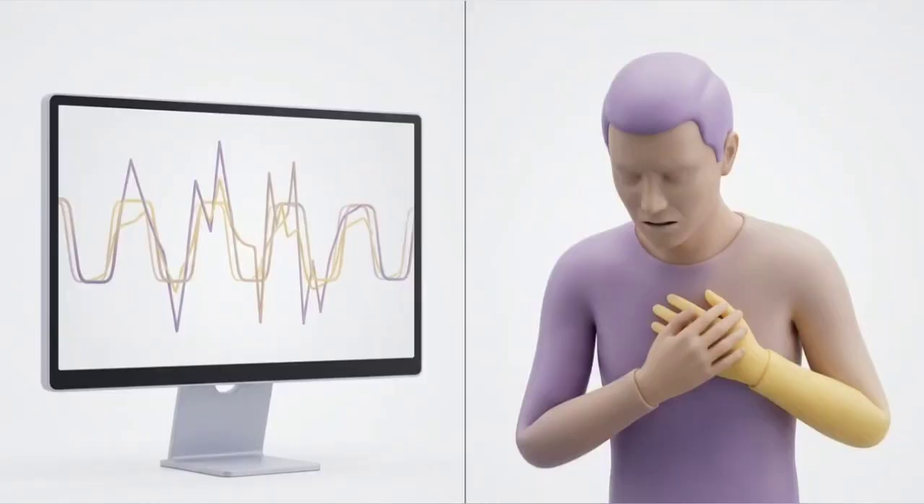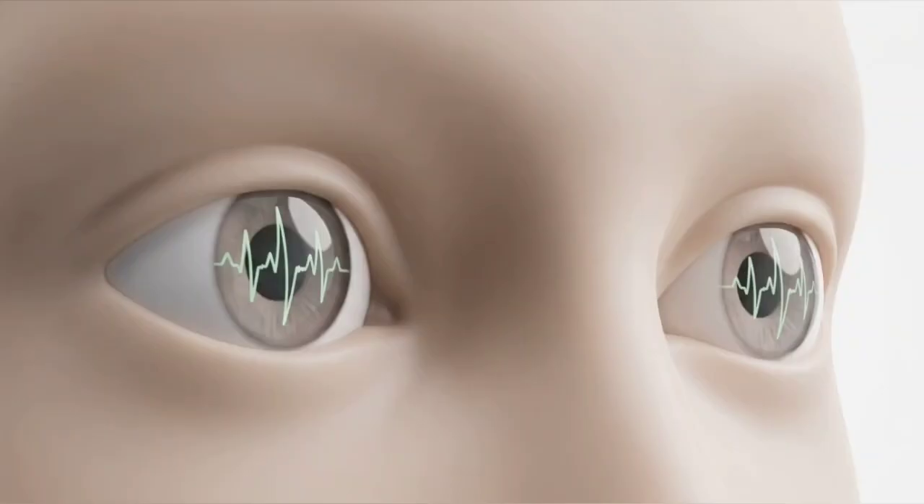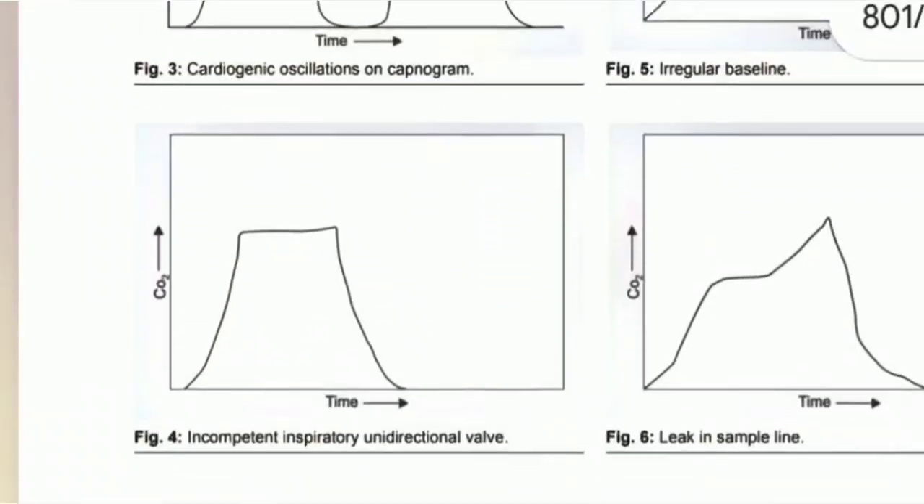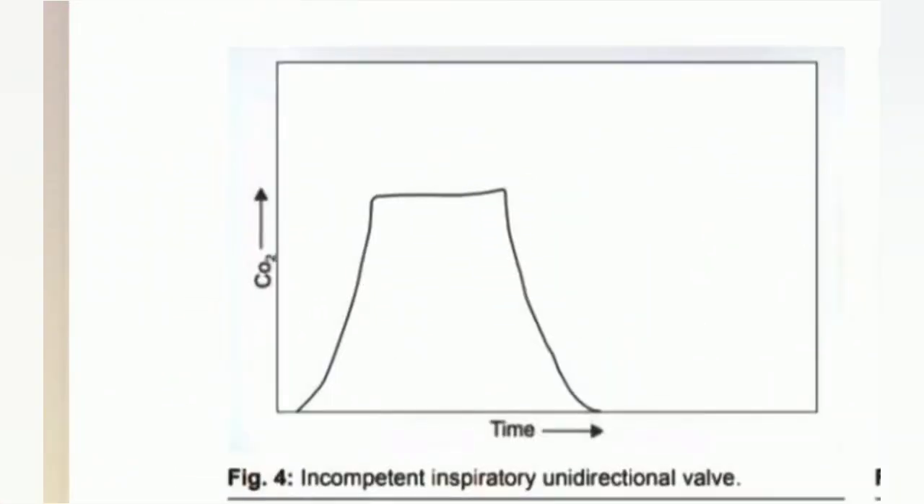When that map distorts, the specific shape of the distortion identifies the underlying failure. Pathological deviations in the waveform shape provide immediate diagnostic feedback based solely on geometry. This chart displays cardiogenic oscillations. These small rhythmic ripples along the descending limb are caused by the physical beating of the heart against the lungs during exhalation.